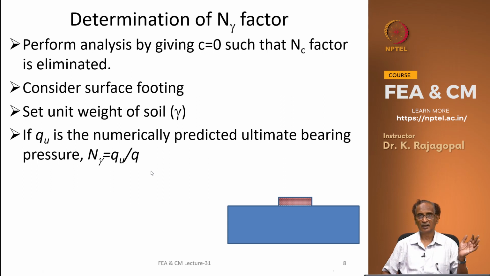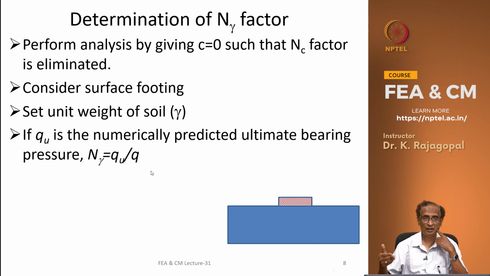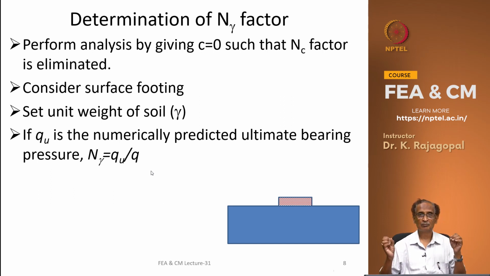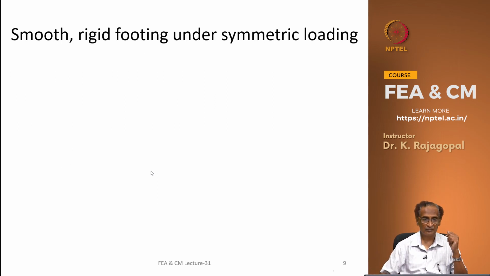So, separately we can determine Nc, Nq and N gamma, and then we can superimpose them, or you can also do that through the finite element analysis. We will see that we can get the bearing capacity because of all the contributions, because of the cohesive strength and because of the overburden pressure, and then because of the unit weight of the soil.